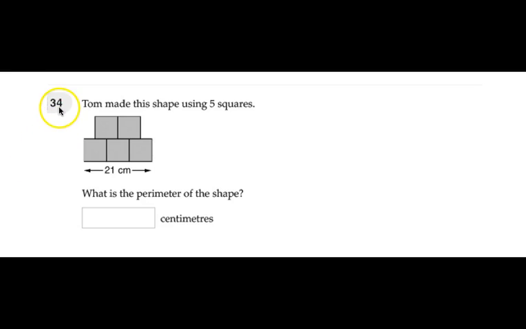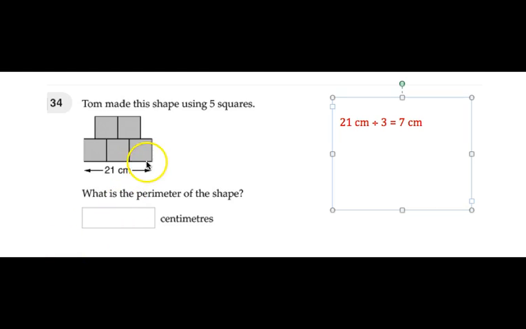Tom made this shape using 5 squares. What is the perimeter of the shape? Now we can see this length here is 21 centimetres, and it's divided into 3 parts. So first, we need to divide this 21 centimetres by 3. So each of these edges here is 7 centimetres. These are squares. So if that's 7, this length here is also 7 centimetres. So I'll just put that in there.